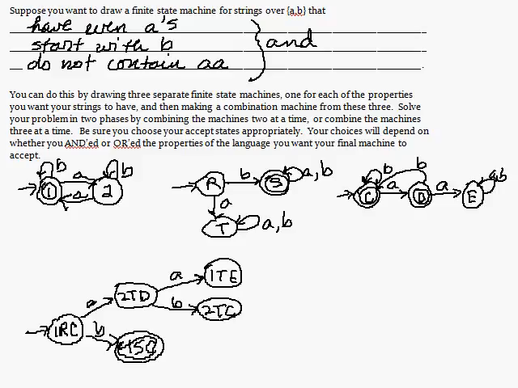If you were doing something like have even A's and start with B, or do not contain AA, well then you don't do them all at the same time. You make an intersection machine using AND for these two, and then you take that machine and you do a union machine with that and this one. Does that make sense? You kind of have to think about each problem in its own unique way and arrange your use of this algorithm according to what exactly you're trying to do. I hope that makes sense.